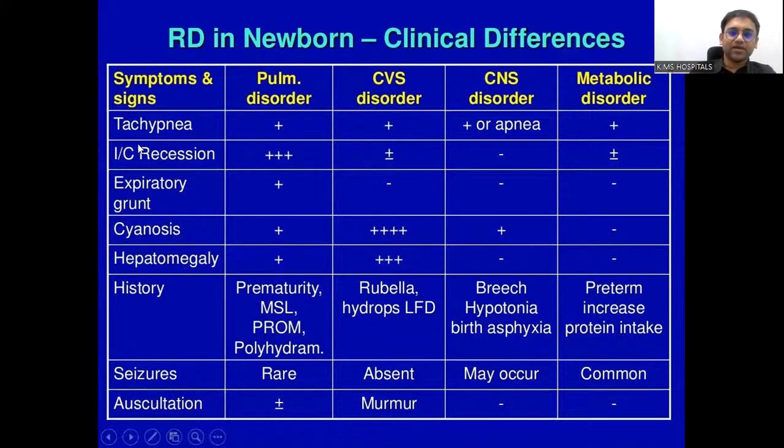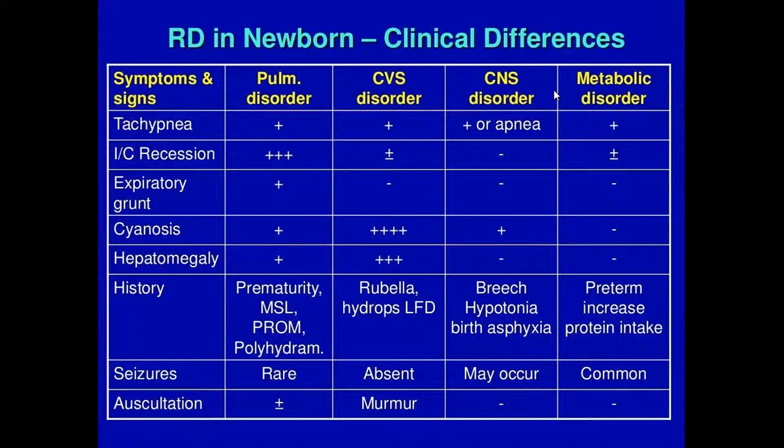Tachypnea is a symptom usually present in the majority of the conditions. In the case of CNS causes, we can have more apnea. Retractions, if they are there, suggest more of a pulmonary cause. However, in cardiovascular and metabolic causes, they can be there when decompensation happens. Grunting usually suggests pulmonary parenchymal involvement. But in the case of CVS, where the baby is going into cardiovascular shock, the baby can have pulmonary edema and some amount of respiratory distress, but predominantly grunting points toward pulmonary disorders.